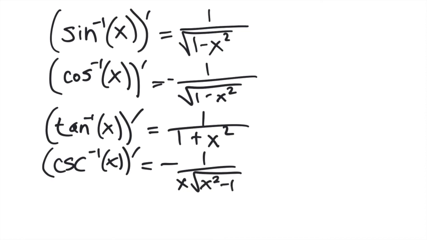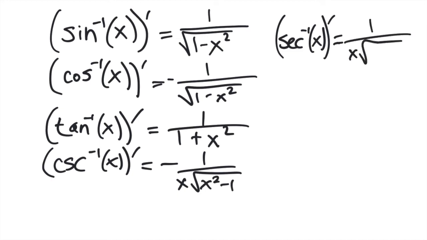And then the inverse secant. The derivative of that one looks like 1 over x times the square root of x squared minus 1. If the sine and the cosine are basically the same but off by a negative, it shouldn't surprise you too much that the secant and the cosecant are almost exactly the same. They're off by a negative.